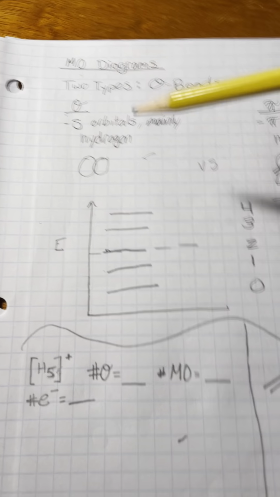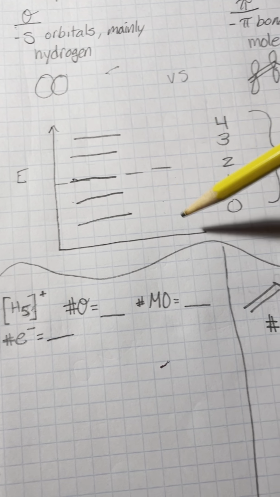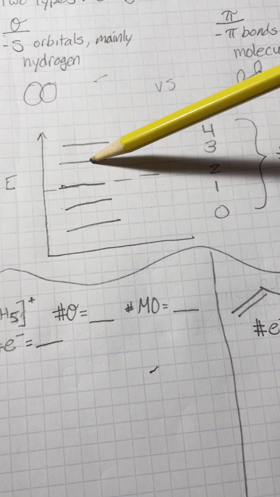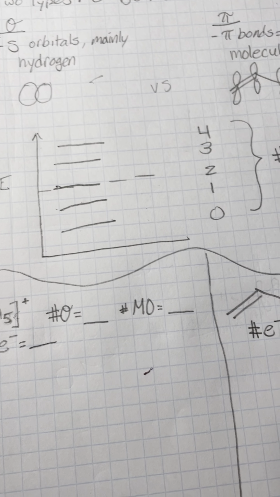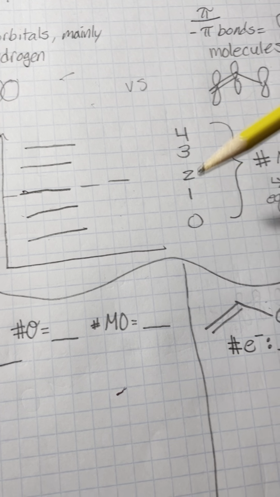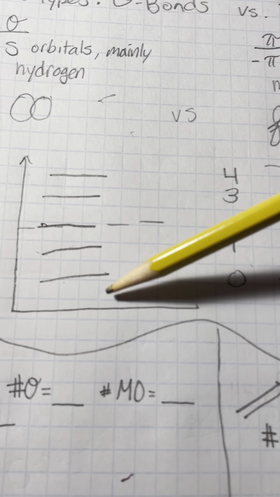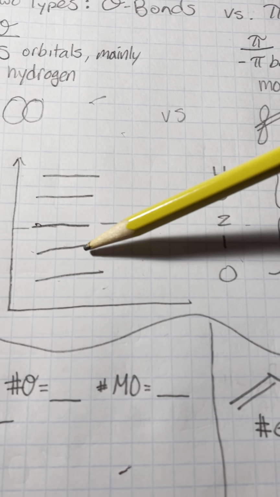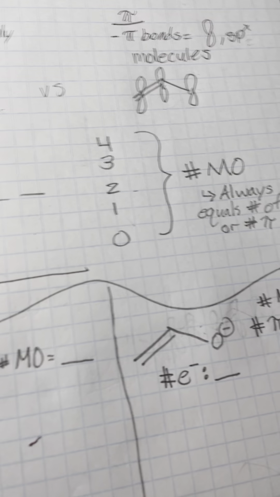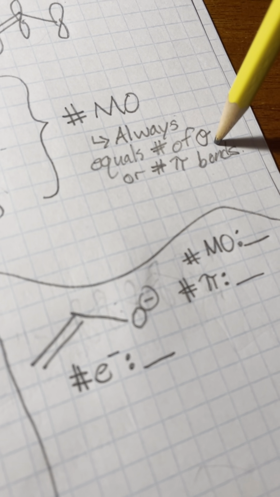Anyways, in it, we deal with energy. And right here, these little lines represent the number of MOs. And each line has a specific set of nodes. So 0 nodes will be on the first one, one node second, so on and so forth. The number of MOs will always equal the number of sigma bonds or pi bonds.